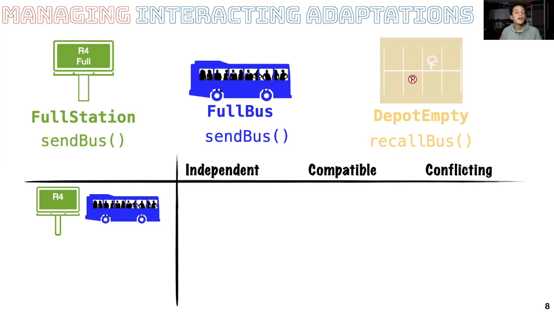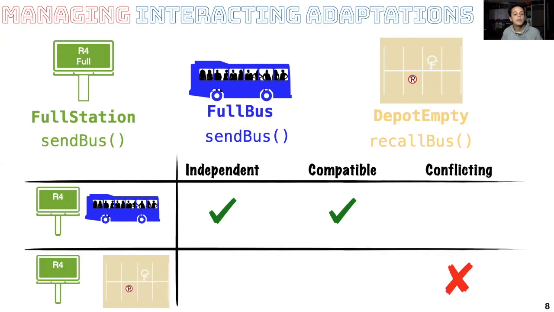So if we take the scenario of the full station adaptation and the full bus adaptation, in which they both send a bus to solve the problem at a particular station or point in which the bus was, then we can think about these adaptations as being independent. But additionally, we could think about these adaptations as being compatible, because the solution to this alert, so the action that we're taking in the adaptation in both cases, is to send a bus to a particular place, and by sending a bus, we could solve both adaptations.